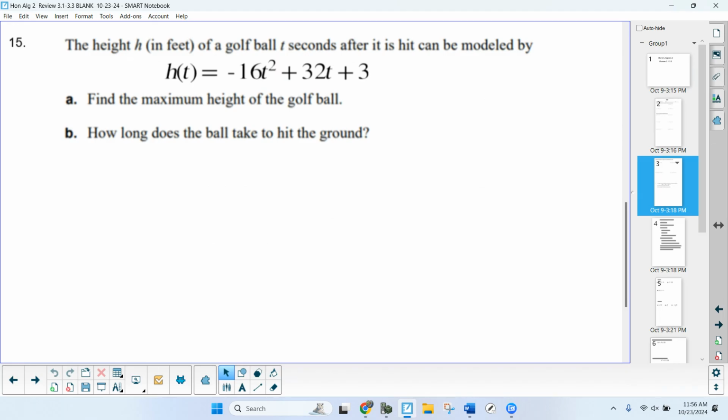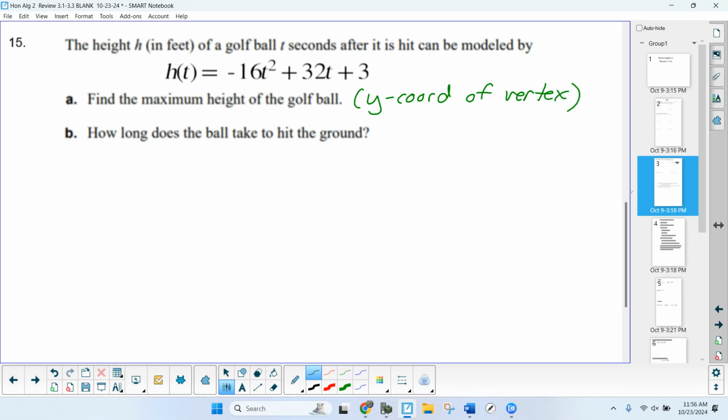It says find the maximum height. Guys, where on the graph is the maximum height? Oh, the Y coordinate of the vertex. Good, Ty. Remember, this is just asking you for the Y coordinate of the vertex. So if I were to take this equation and put it in vertex form, that would help me to find the Y coordinate of the vertex. So let's do that. How do we do that?